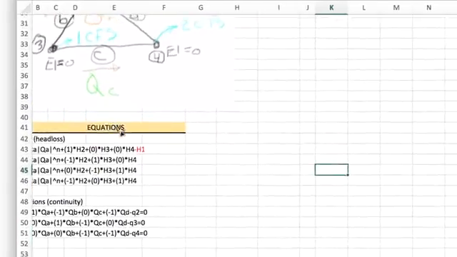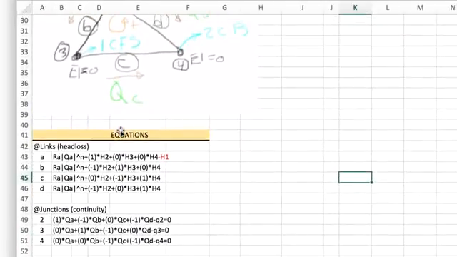So if we look at the equations that we're going to try to solve here, we've got an equation for each pipe and an equation for each non-fixed head junction. The junction equations, we call conservation of mass or continuity equations. The equations for links would be the head loss equations. So I've written these in terms of how they're set up for EPANET.